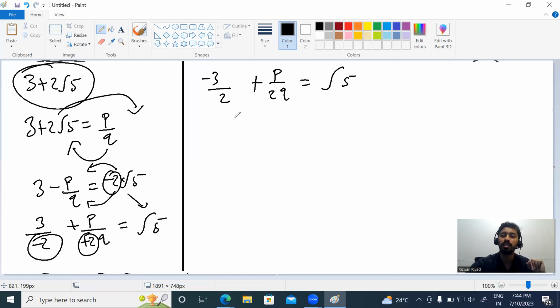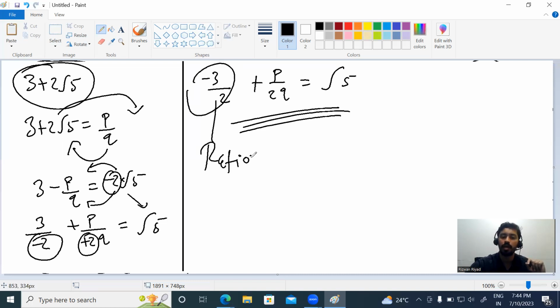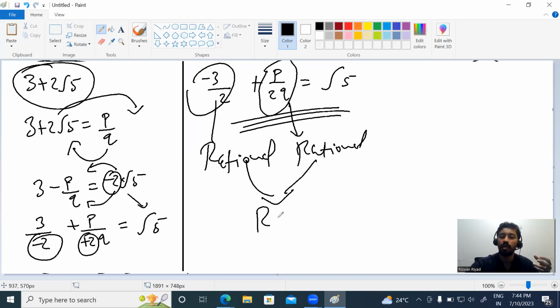Now there is a huge mistake in this equation, because minus 3 by 2 is a rational number. Minus 3 is an integer, 2 is also an integer. Similarly, P by 2Q is also a rational number, because P is an integer, Q is also an integer, so 2Q is also an integer, so P by 2Q is rational. If you add any two rational numbers, you will always get a rational number only. That means this complete left side is rational.